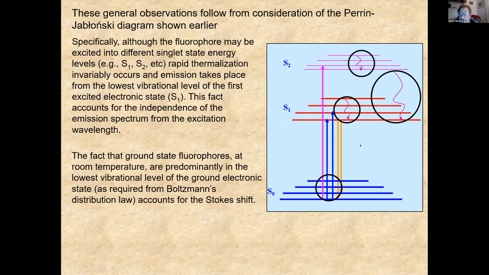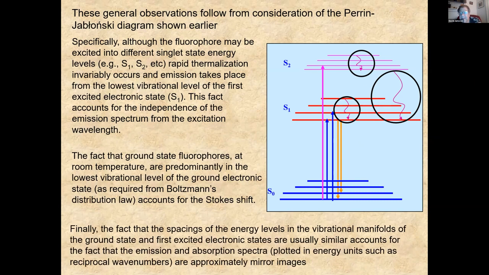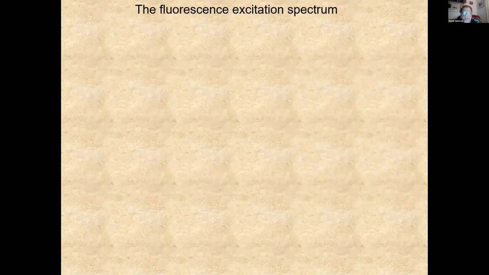This means that the fluorescence is going to be generally of lower energy than the absorption. So that accounts for that shift, which is called the Stokes shift. We'll see why in another lecture. And the fact that the spacings of the energy levels in the vibrational manifolds of the ground state and first excited state are similar accounts for the mirror image law.